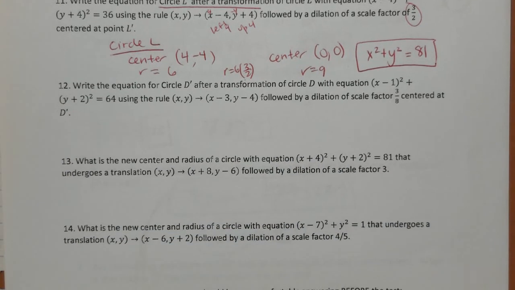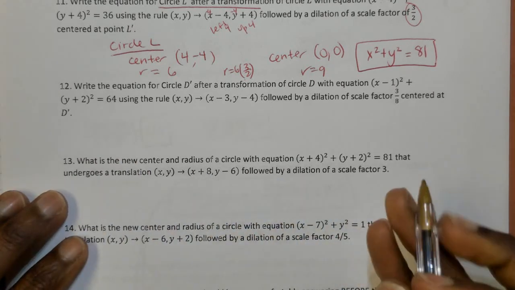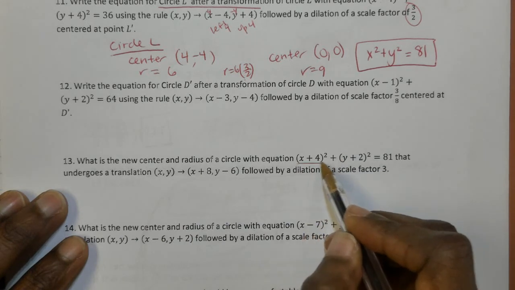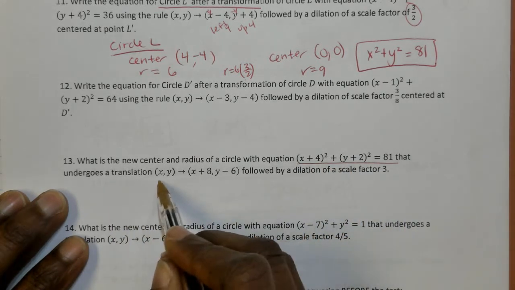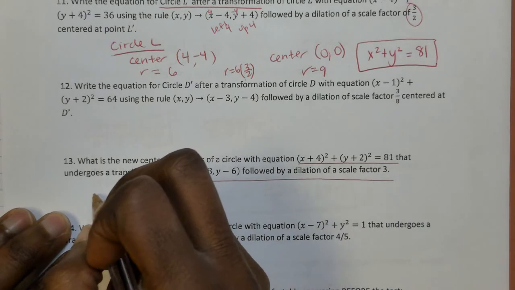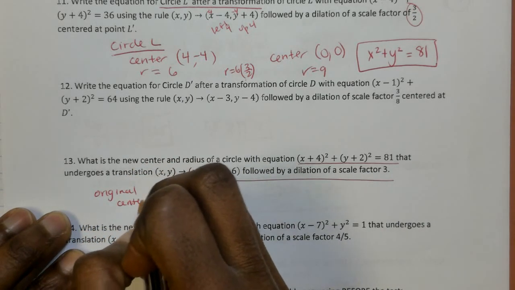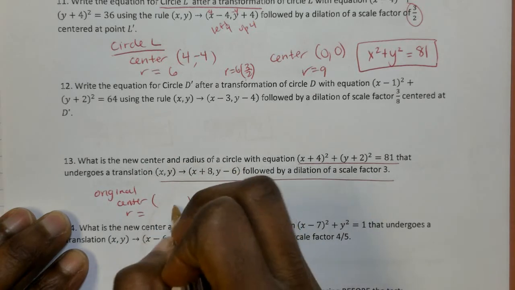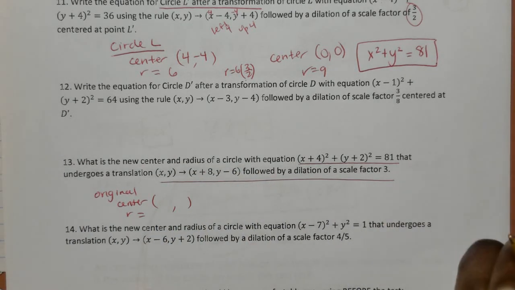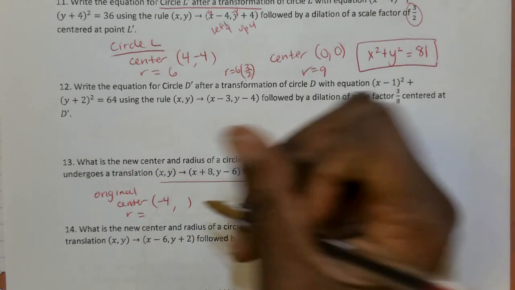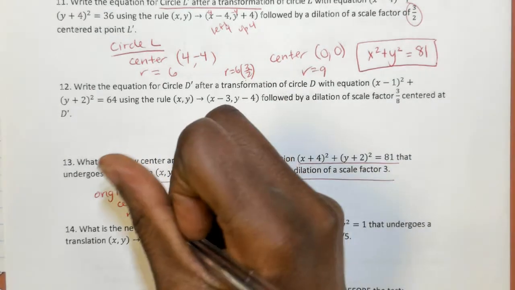And then same thing for the bottom half. So I'll do 13. What's the new center and radius of the circle with the equation that undergoes this type of transformation? So for the original circle, we have the center and the radius. Go ahead and pause it and find those. Okay, so it was -4, -2, and 9.